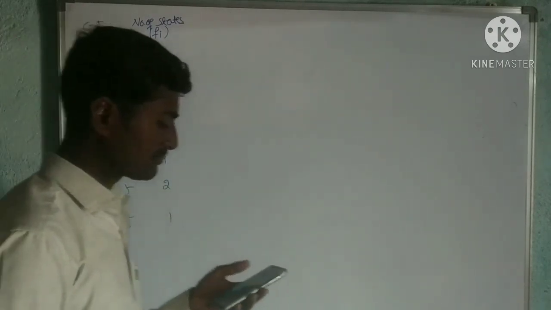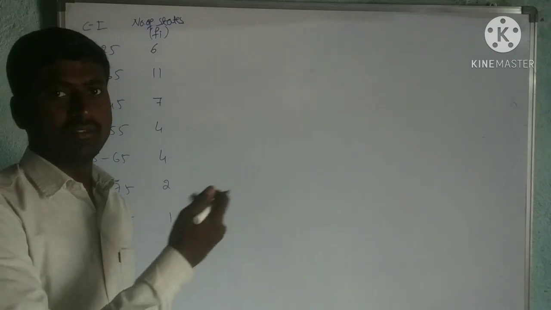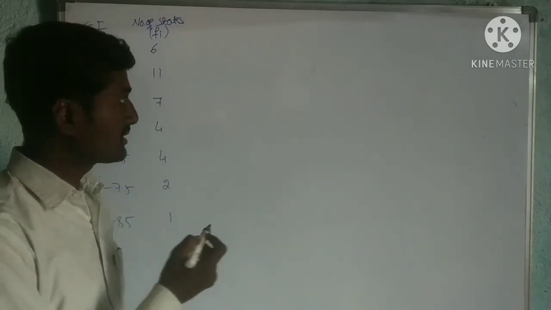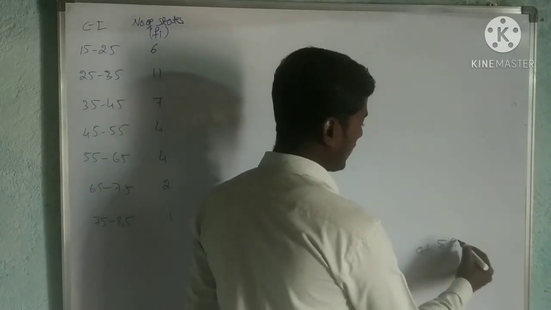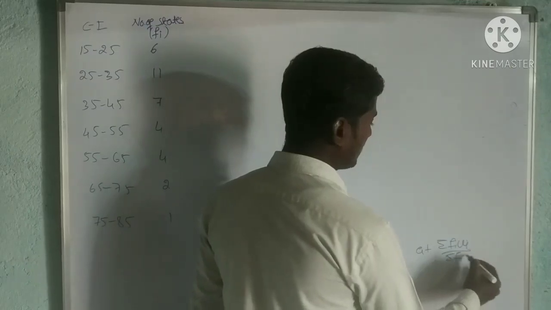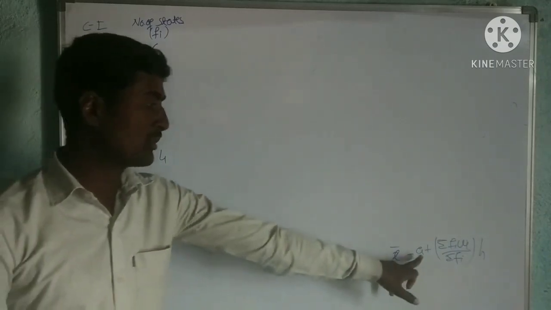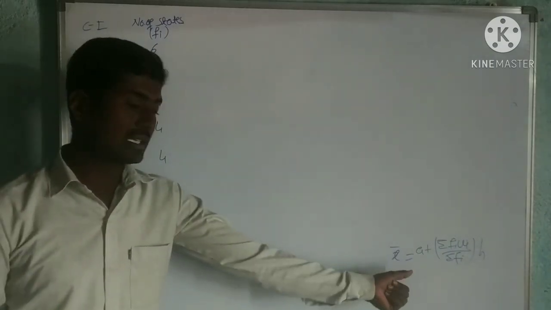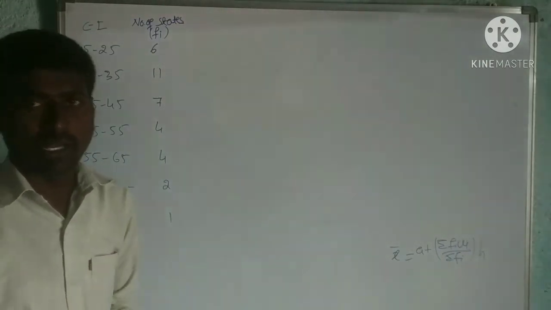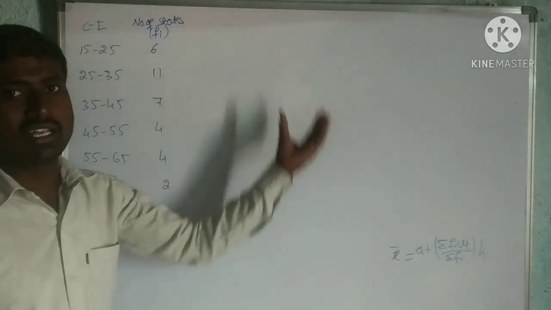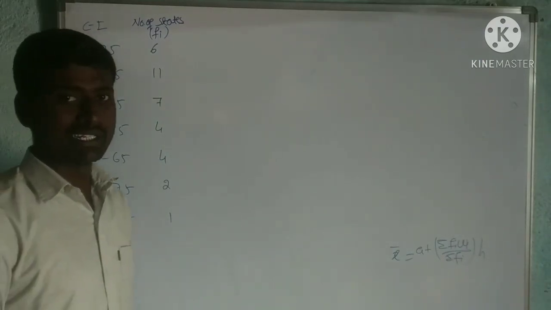Frequency is given. Now what do we want? We want a, the assumed mean. First we shall write the formula here: a plus the sum of fi ui divided by the sum of fi, into h. This is x bar. I want the term a, the assumed mean. The assumed mean is the middle term of the class mark column. So for that I should write class mark, or midpoint.